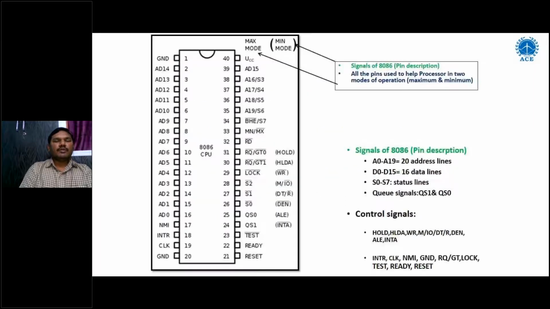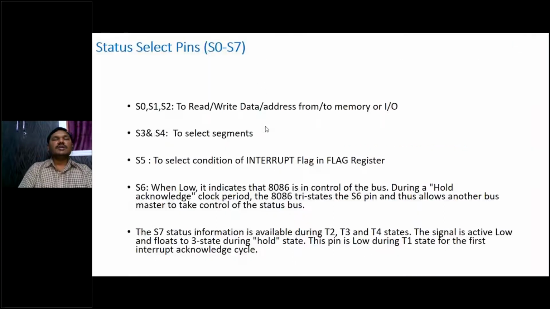Pin number 24 to pin number 31 are used to operate this 8086 processor in two modes of operation, called minimum mode and maximum mode. The same pins are used for these operations: minimum mode of operation, and these pins 24 to 31 are used as maximum mode of operation. And here S0 to S7 are called status signals.